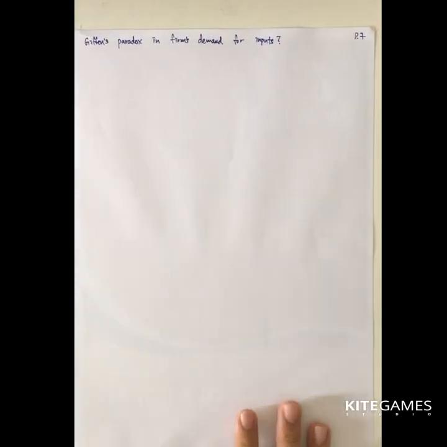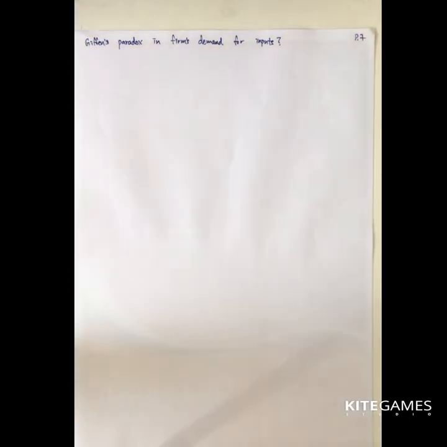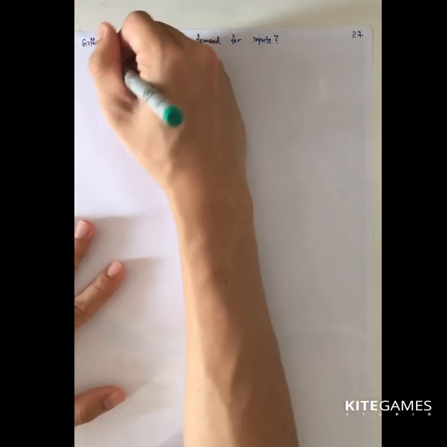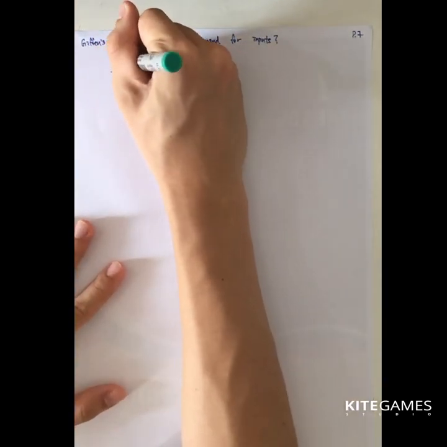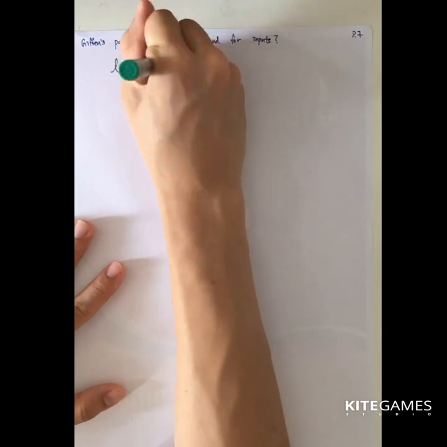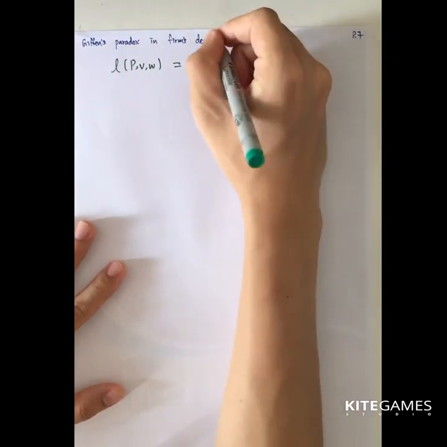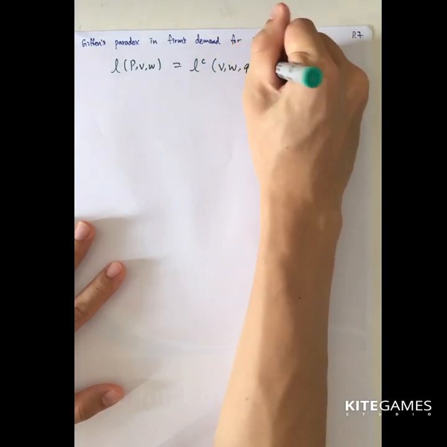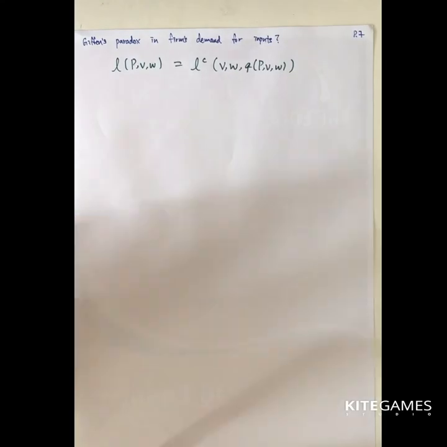How about in the two input case? Does the Giffen paradox appear in the two input case? Once again, no. First, let's consider the profit maximizing point. At the profit maximizing point, the labor demand is equal to the contingent labor demand. This concept is similar to utility maximization. At the utility maximization point, the compensated demand is equal to the uncompensated demand.